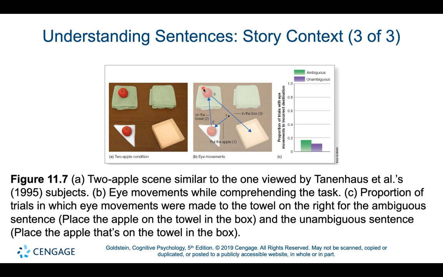And so we can show this sort of correct sequential movement of eyes to combine the information from the sentence with the information from the visual world. So place the apple, we already get eye movement. On the towel, we get additional eye movement. In the box, we get the final eye movement.